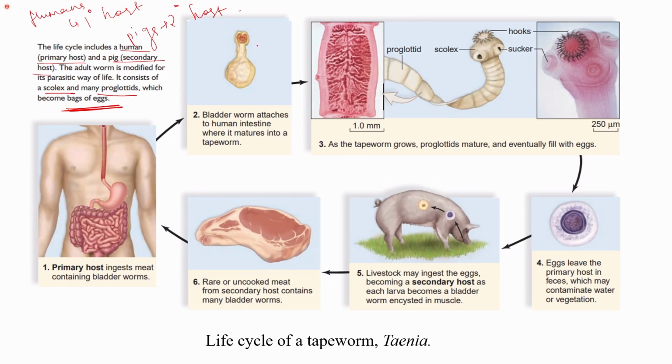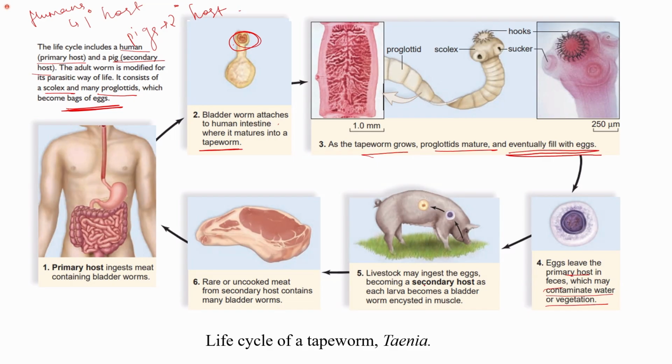So you can see that they have scolex and suckers. As the tapeworm grows, proglottids mature. You can see the proglottids. As the proglottids mature, they eventually get filled with eggs. Eggs leave the primary host in the feces, which contaminate the water or vegetation.